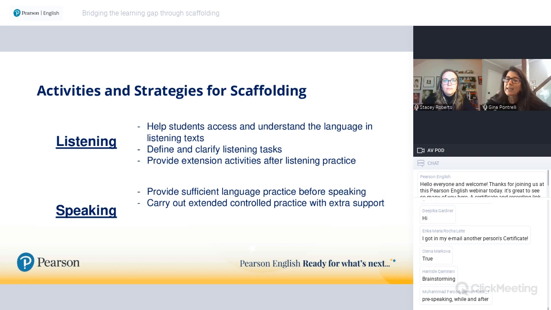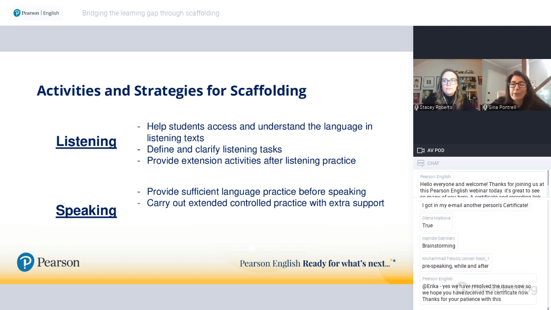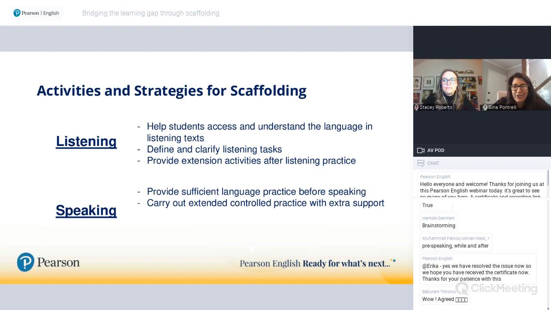And next, we need to carry out extended controlled practice with extra support. So we can do this by modeling speaker exchanges with our students and then asking them to practice with a partner using choral repetition or speaking cards, highlighting key words, using facial expressions and intonations that will help embed that new language.